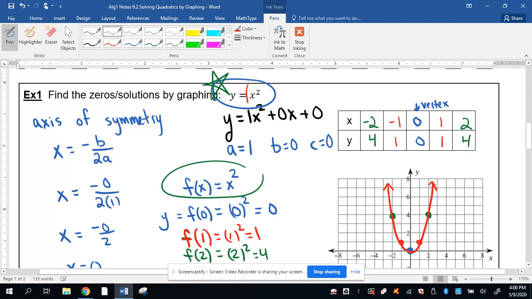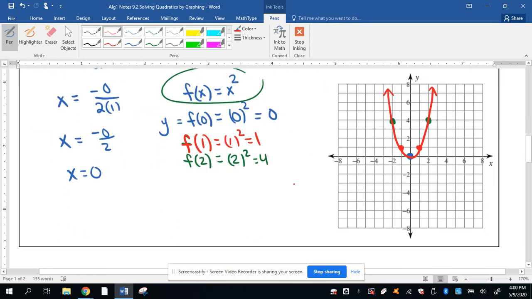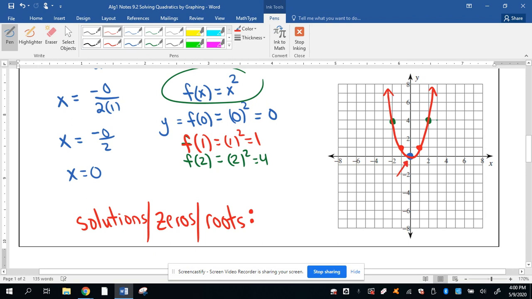Now, that's all you have to do for homework, but this question says find the 0 or the solutions by graphing. So I want to make sure you understand that the solutions to this equation, or the zeros, or you can also call it the roots, are where the graph hits the x-axis, which is right here at the vertex. It's not always at the vertex, but that's when x is 0. That's your answer.